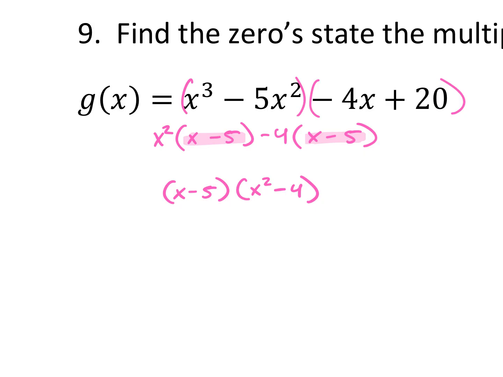If you want to factor this a little bit more, you can, or just set them both equal to 0 now. So x equals 5. X squared would equal 4. Take the square root. What else does x equal? Plus or minus 2. So we've got 3 answers here. X equals 5, negative 2, positive 2.